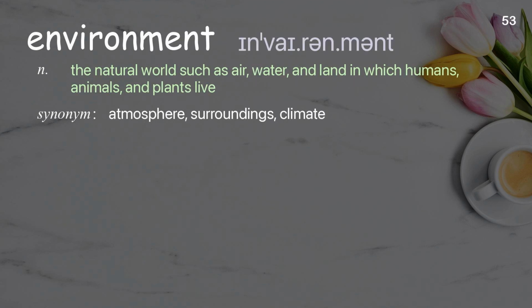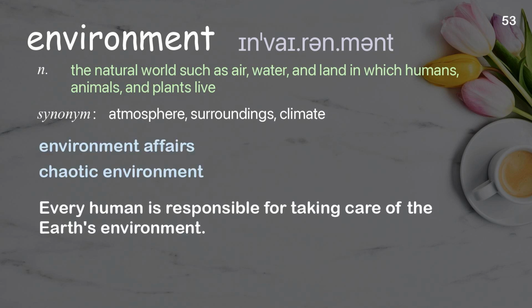Environment. The natural world such as air, water, and land in which humans, animals, and plants live. Examples: Environment affairs, chaotic environment. Every human is responsible for taking care of the Earth's environment.